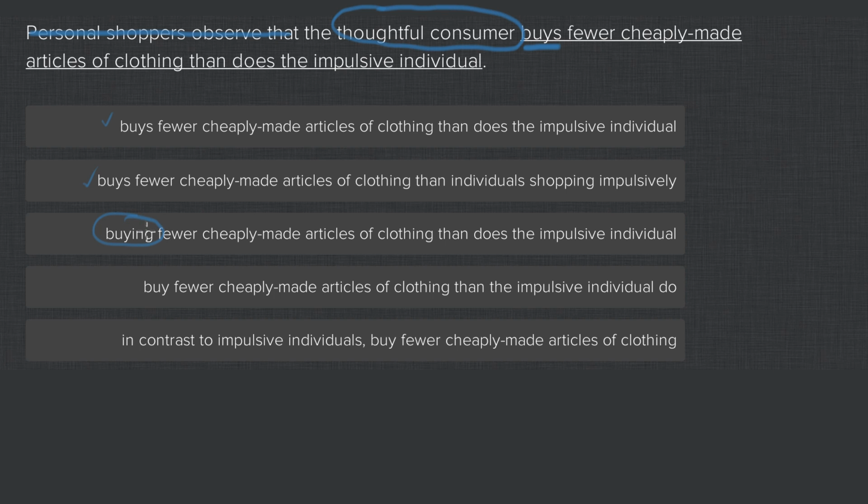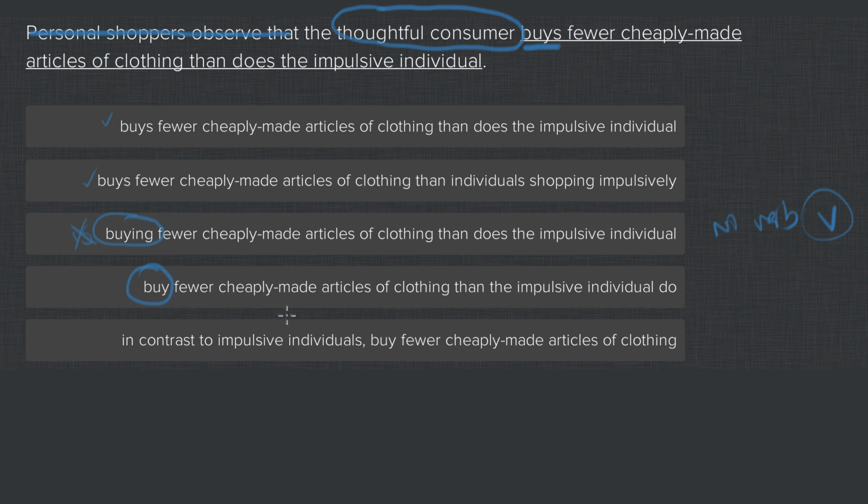Buying is not a verb that would match a noun subject. You would say the thoughtful consumer is buying. That would work. It doesn't have that, though. That turns this into a modifier. And what ends up happening is there's no verb. So that's also a verb issue.